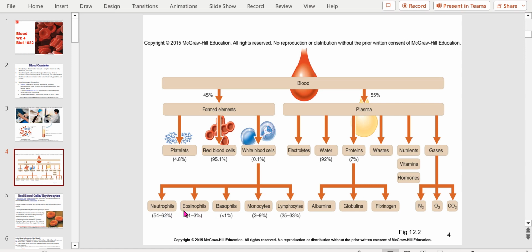Neutrophils, eosinophils, basophils, monocytes, lymphocytes. And there are your different percentages, and not that I would ever ask you percentages.